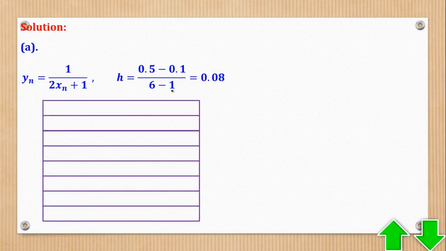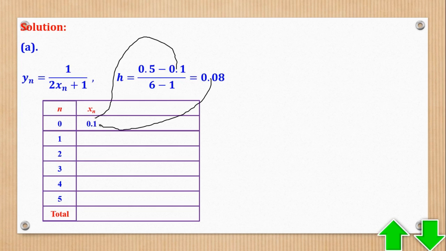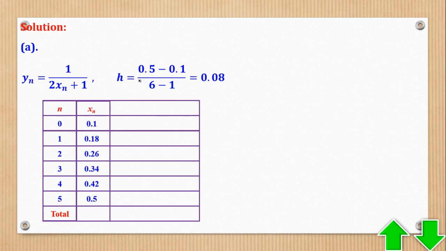Then next is to tabulate. First, you need the number of ordinates. So it is 0, 1, 2, up to 5. Then next, you need x values. For x values, you start with the smallest, the lower limit, then keep on adding this. So add this to give you this, add again, 0.08 plus 0.08 plus 0.08. And when you reach the upper limit, you stop.